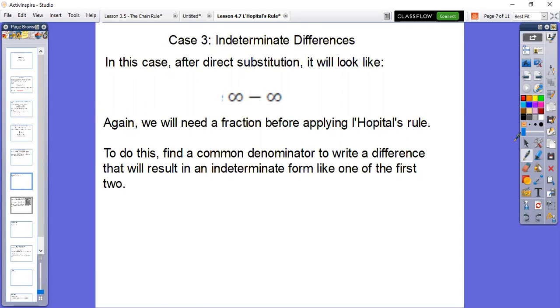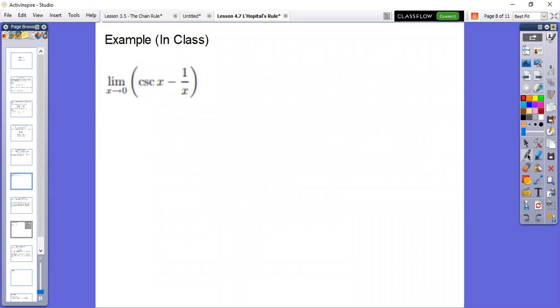So in this case, again, we're going to want to write it as a fraction. In order to do that, we need to find a common denominator and write a difference that'll result in indeterminate form like one of the first two. So what we're going to do is rewrite it first. A little bit of review on subtracting fractions. So this is 1 over sine of x minus 1 over x.